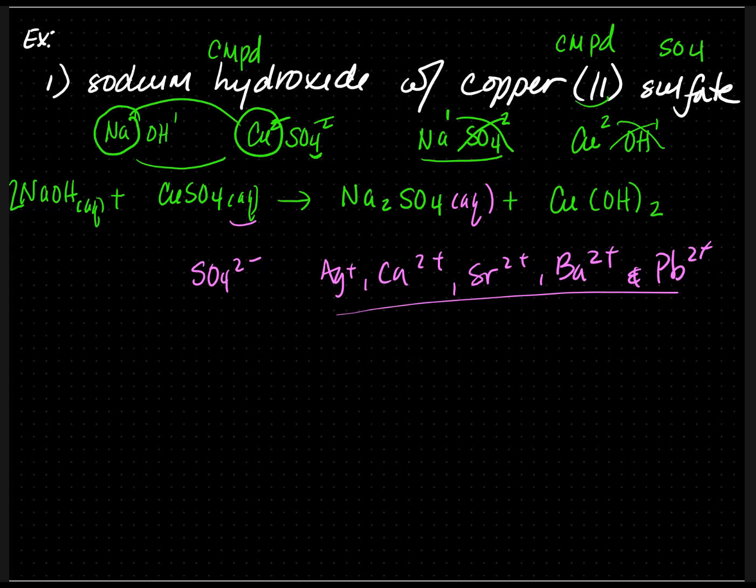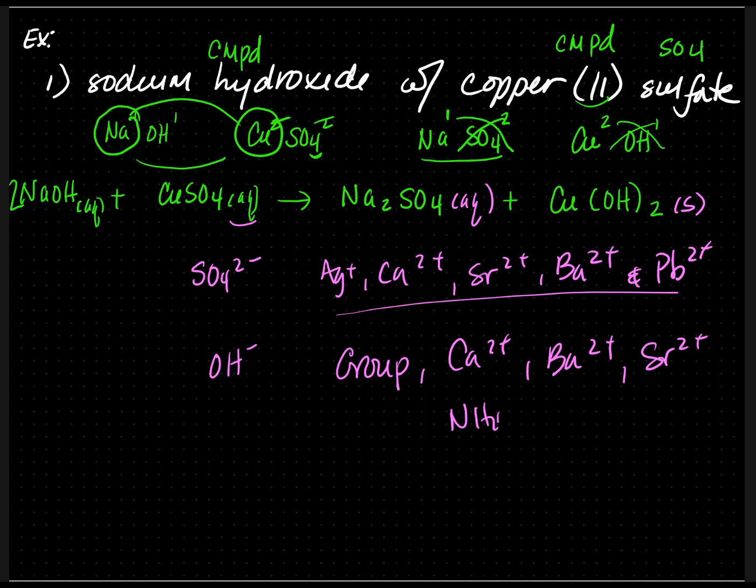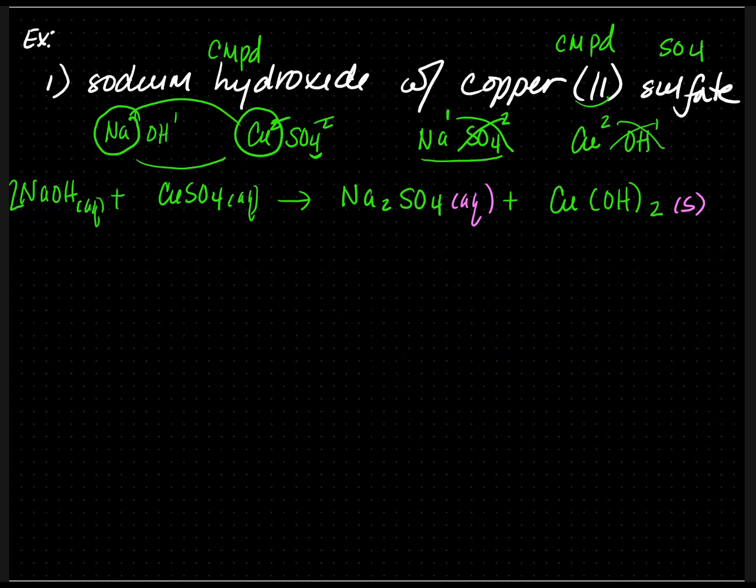Copper hydroxide is a solid. It is a weak base. OH minus is always soluble with group 1 except for hydrogen because HOH makes water, and then group 2 calcium and below, so calcium 2 plus, Ba2 plus, Sr2 plus, Ra2 plus, and ammonium. So copper hydroxide is a solid. What we just wrote is the molecular equation.